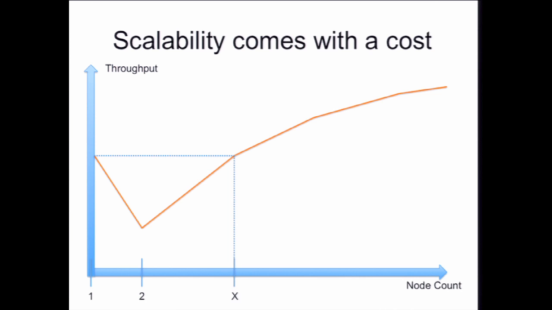Still, even though it's linear, how linear, right? That's also another question. What's the degree of linearity? But eventually we do scale. So what's the X there? It depends on the application and how it's using the data grid. It could be 3 nodes, it could be 5, 10, even 20 nodes to catch up with the one node throughput. So just be aware of that.